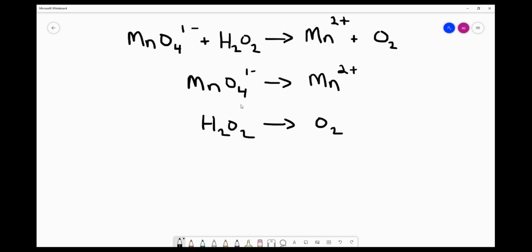Our next step is to balance all of the atoms other than oxygen or hydrogen. The only other atom in this example is manganese, and there is one manganese on both sides of that first equation. So nothing needs to be done on this step. Our next step is to balance the oxygens by adding waters to the side that needs oxygens. In our first half cell reaction here, the right side needs 4 oxygens, so I add 4 water molecules. The second reaction is already balanced in terms of oxygens, so there's nothing to do.